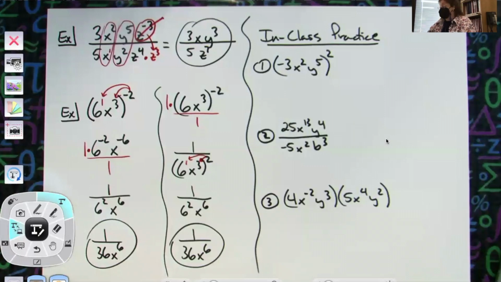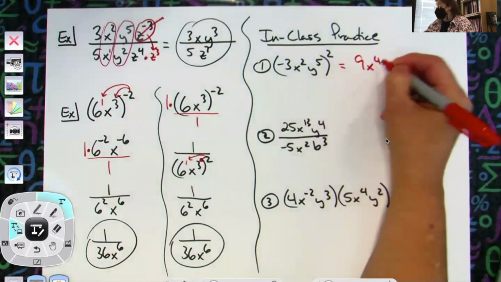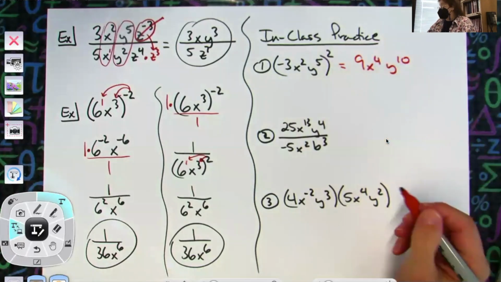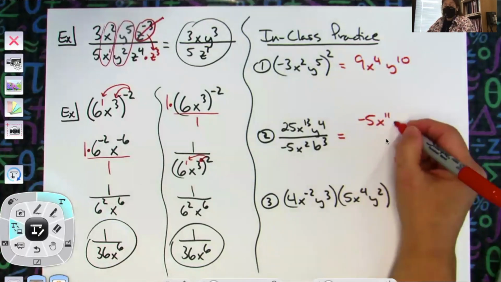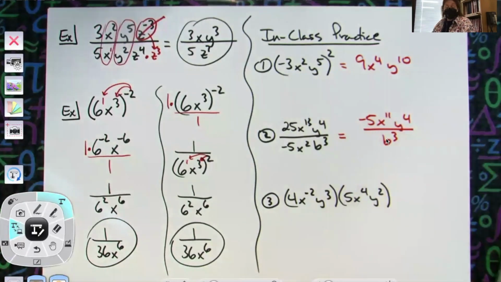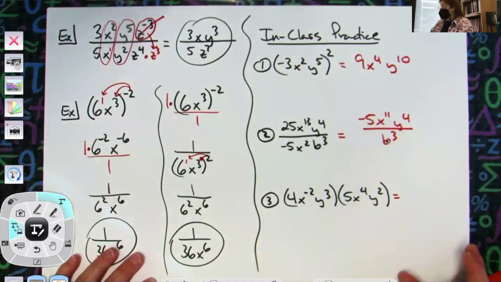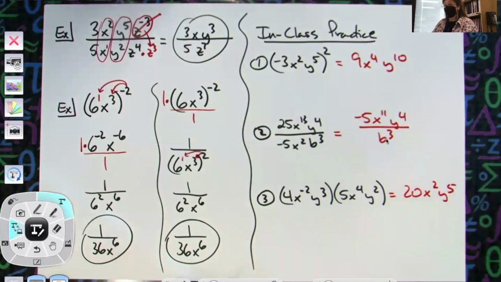On this one, you should have gotten 9x to the 4th, y to the 10th. On this one, you should have gotten a -5 in the top with an x to the 11th, a y to the 4th, and then a b to the 3rd in the bottom. And on this one, you should have gotten 20 x squared y to the 5th. If you were close, all right. If not, you could write the right answer down and then try to go back and figure out why you didn't get it. Obviously we can ask some questions during work time today.